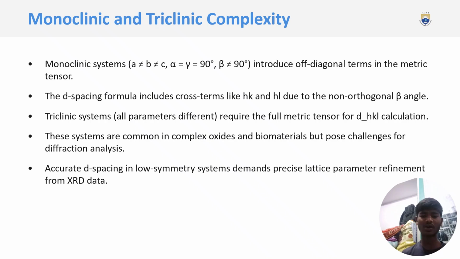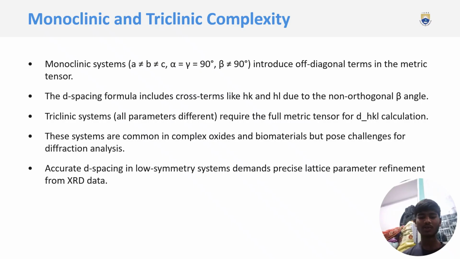Monoclinic and triclinic complexity. Monoclinic systems, a not equal to b, b not equal to c, then alpha equal to gamma equal to 90 degrees, then beta not equal to 90 degrees, introduce off-diagonal terms in the metric tensor. The d-spacing formula includes cross terms like hl due to the non-orthogonal beta angle.